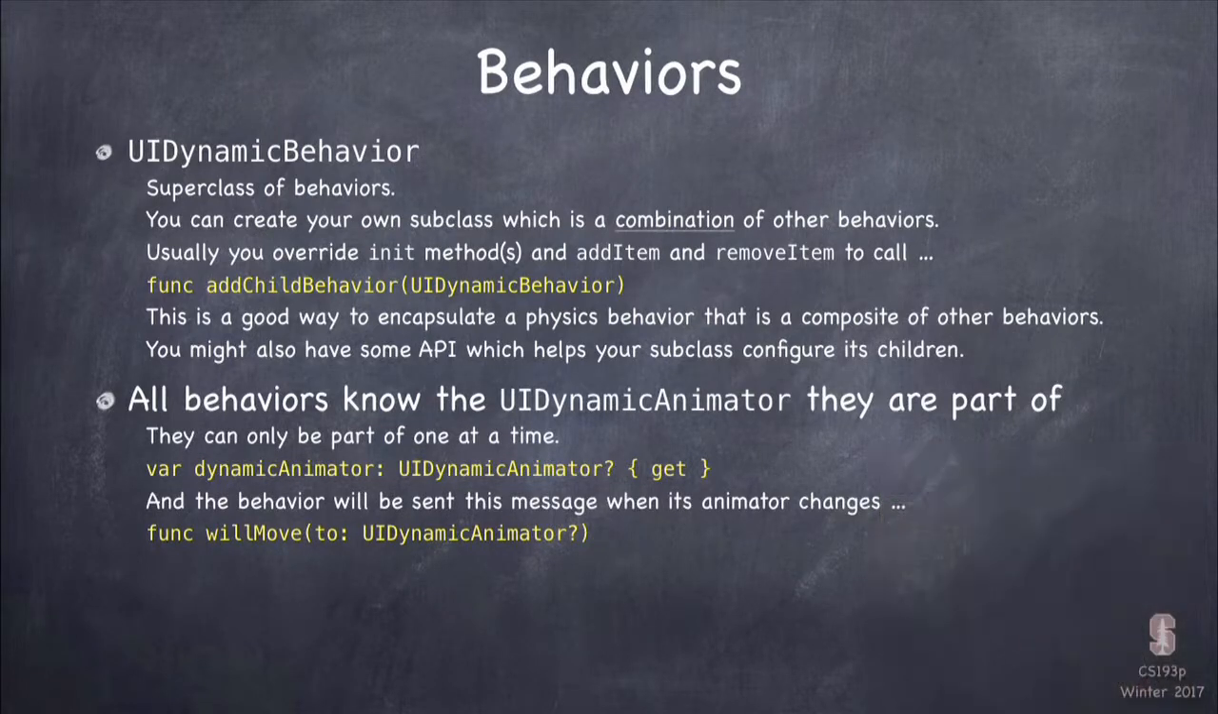All behaviors of any kind know the dynamic animator that is currently animating their behavior. Remember I said there's this UIDynamicAnimator at the top. You add all the behaviors to it, and all the behaviors know the one they're in. They have a var called dynamicAnimator, which could be nil because they might not currently be animated. They also find out with the method willMove(to:) every time they're either removed from a dynamic animator or added to a different one.